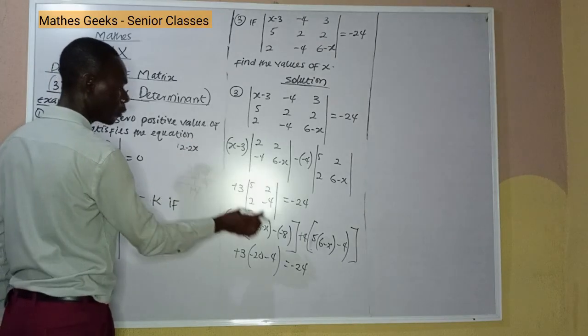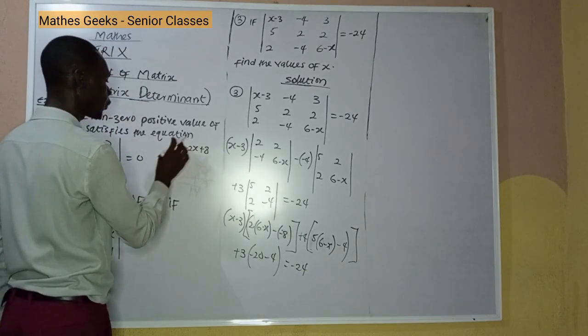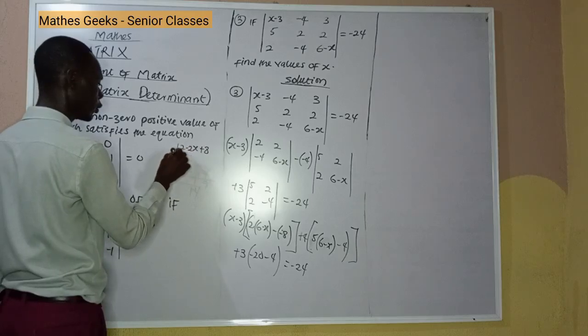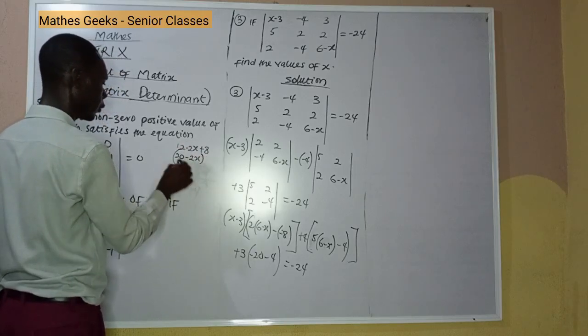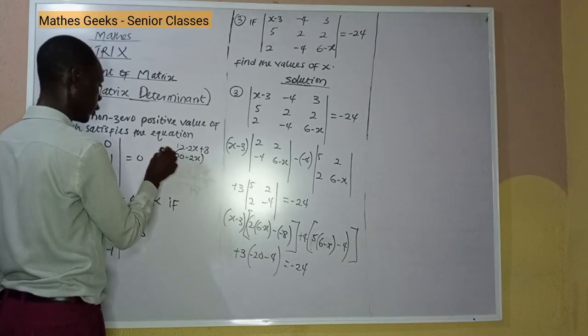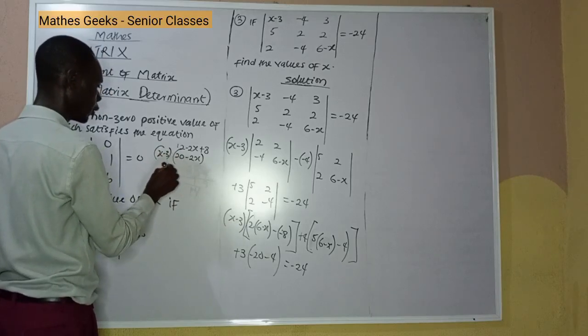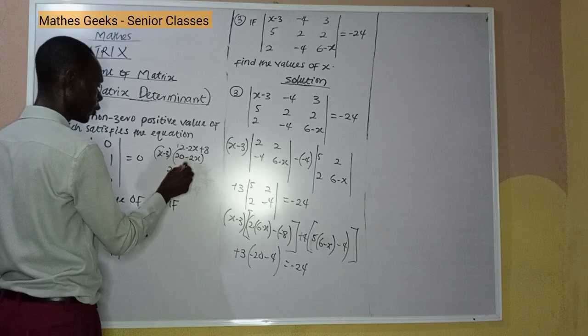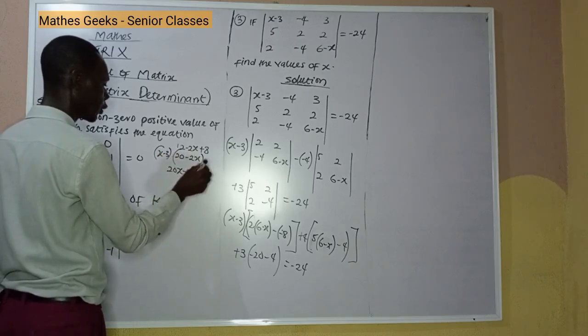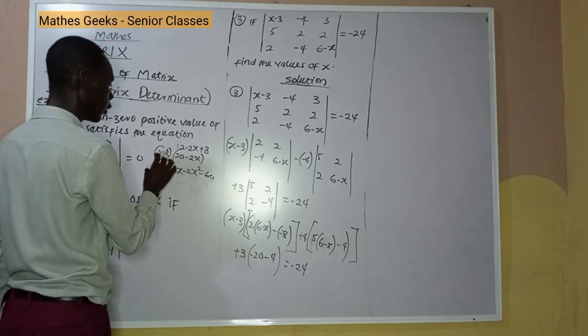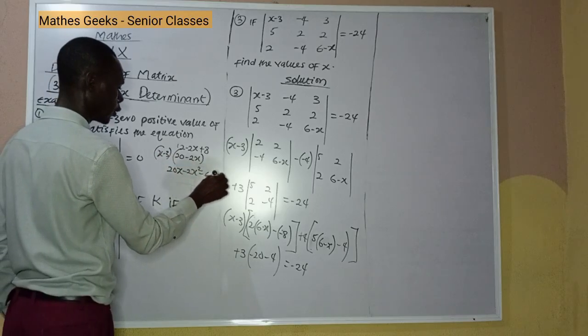5 times 12. Minus times minus is plus 8. So 12 plus 8 is 20 minus 2x. And then multiplied by x minus 3. X times 20 is 20x. X times minus 2x is minus 2x squared. Minus 3 times 20 is minus 60. Minus 3 times minus 2x is plus 6x.